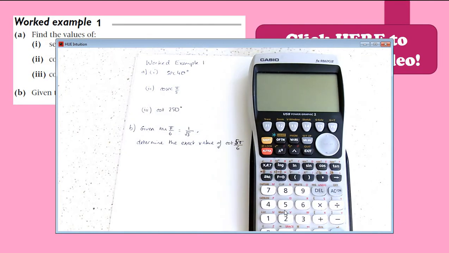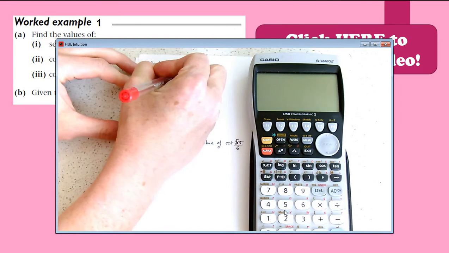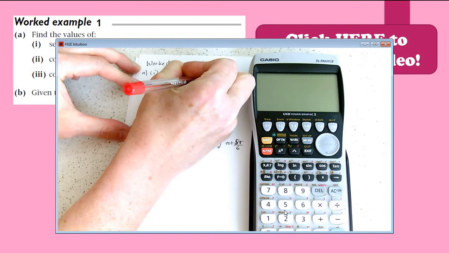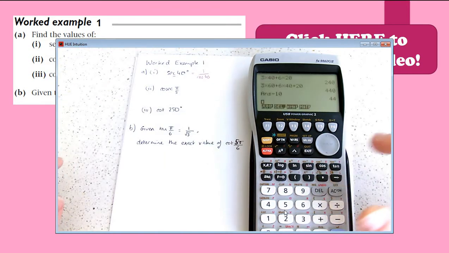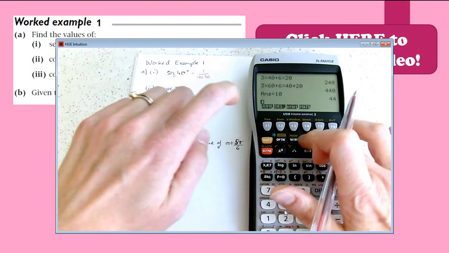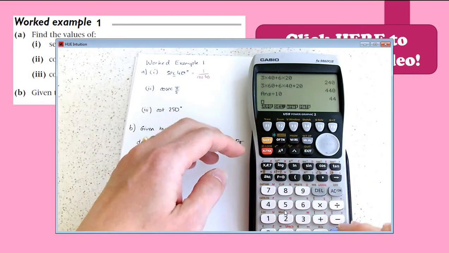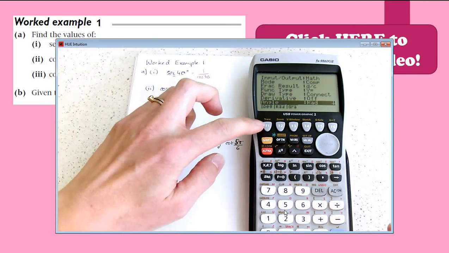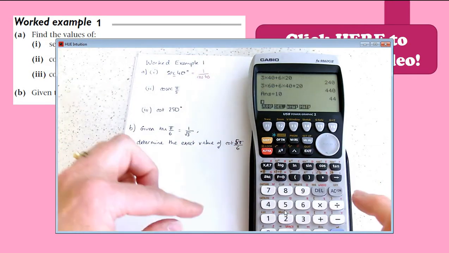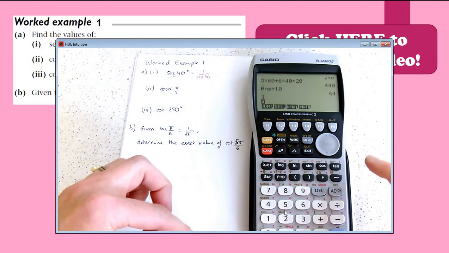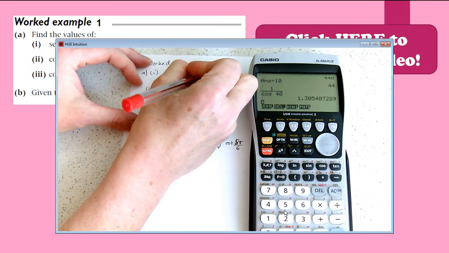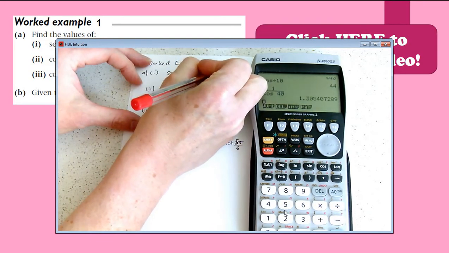Alright, so let's look at finding sec of 40. Now we know that sec, the third letter is C, so this is 1 over cos 40. So I just go to my calculator and make sure that I'm working with degrees. I want shift set up. I want to choose degrees for my angle, and then I can do 1 over cos 40. And that gives me, to 3 significant figures, 1.31.